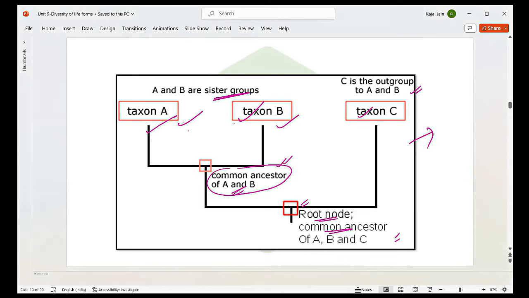But if I ask you in relation to the root node, which are the sister groups? So A, B, C, all three will be the sister groups together. But if I'm asking you in relation to A and B, I'll say that C is an outgroup to A and B, right? Are you understanding this particular point? Remember this, that depending on what common ancestors are taken into consideration, we look into the outgroups and the sister groups accordingly. Okay. Don't get confused in this segment.